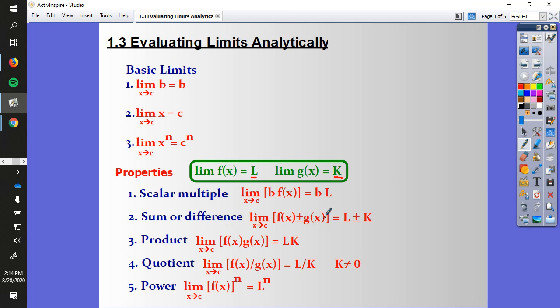The first one's called a scalar multiple. What it says is this: if I have a limit as x approaches some value, let's say 2, and then we have a coefficient in front of a function, so we have 3 and then something like x squared. So we have a constant out in front. We don't typically do this, but what this property is saying is that you can really take that constant of 3 and move it out in front of the limit. It'll look something like this.